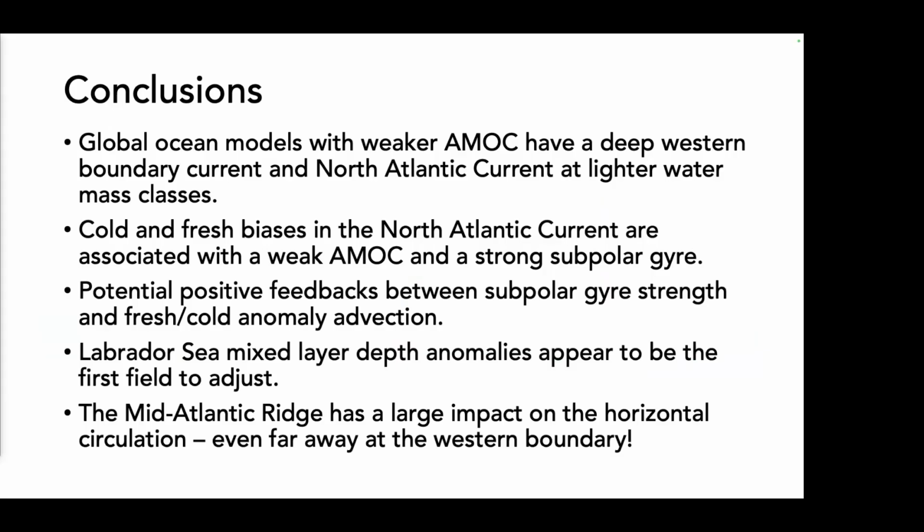So a couple of conclusions. Global models have a weaker AMOC, also have a lighter deep western boundary current, and they also have a North Atlantic current that's shifted to lighter classes. Cold and fresh biases are associated with a weak AMOC and a strong subpolar gyre. There's probably a positive feedback going on between these upper ocean biases, the subpolar gyre, and whether you have a fresh and cold anomaly advection. Labrador Sea currents and Labrador Sea mixed layer depth appear to me to be the thing that's kicking it off, though I still need to double check that with a few extra diagnostics.